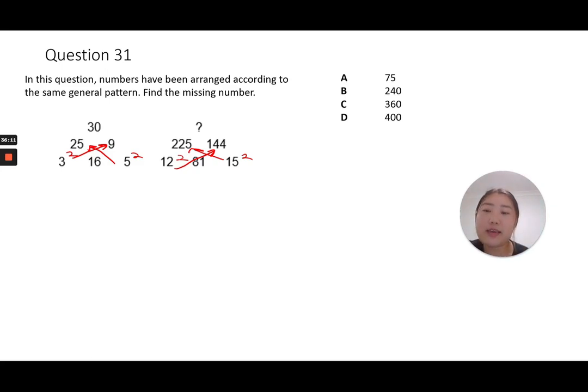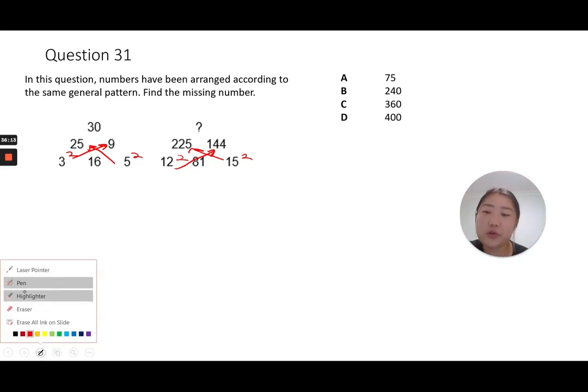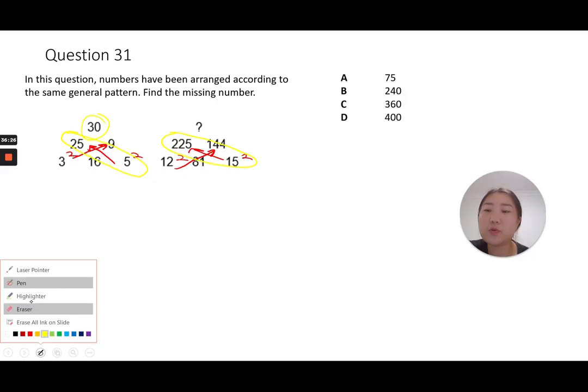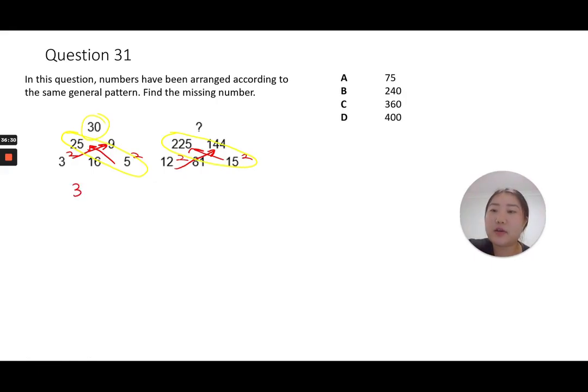Now the kind of deceiving thing here is that we actually don't need to know that. All we need to do here to get this top number, which we want, is to add these ones together. The one that is shooting from the bottom right corner to the top left corner. And if you add them, you get 30. And here, if you add it, you get 240. So that's why the answer is B.